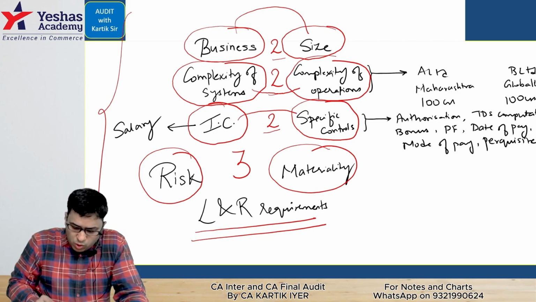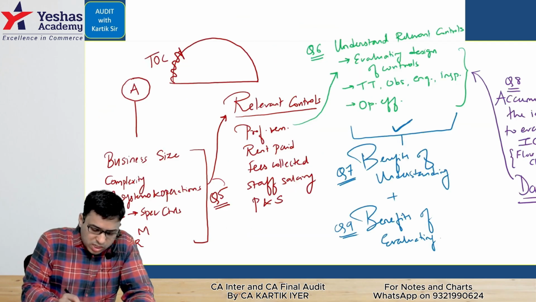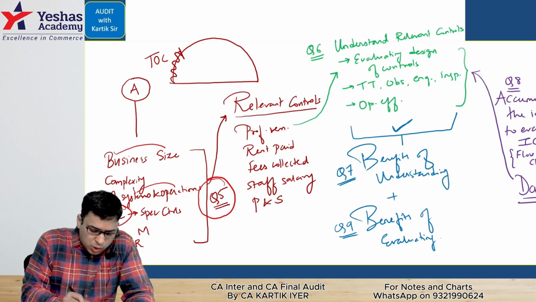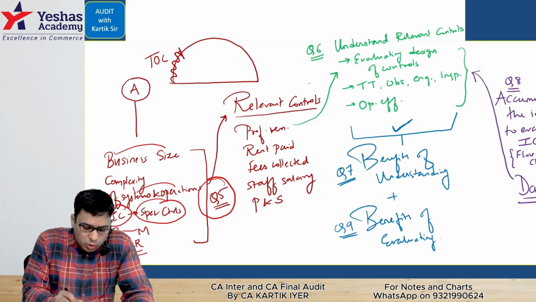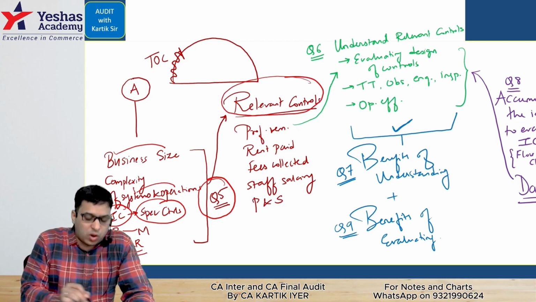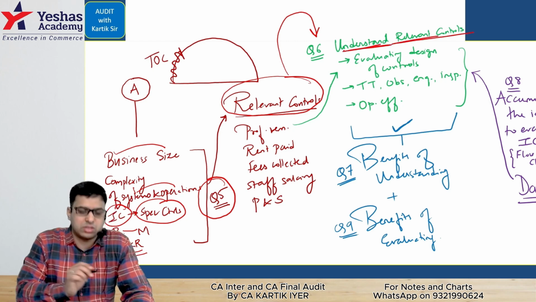Easy. Then we go into a very beautiful flow. What was this flow? Look at the screen. Question number 5, we see business size, complexity of system, complexity of operations, internal controls, specific controls, risk, materiality, legal and regulatory requirements. Based on that, we come to know the relevant controls. Now, relevant controls, what do we check? We understand the relevant controls.